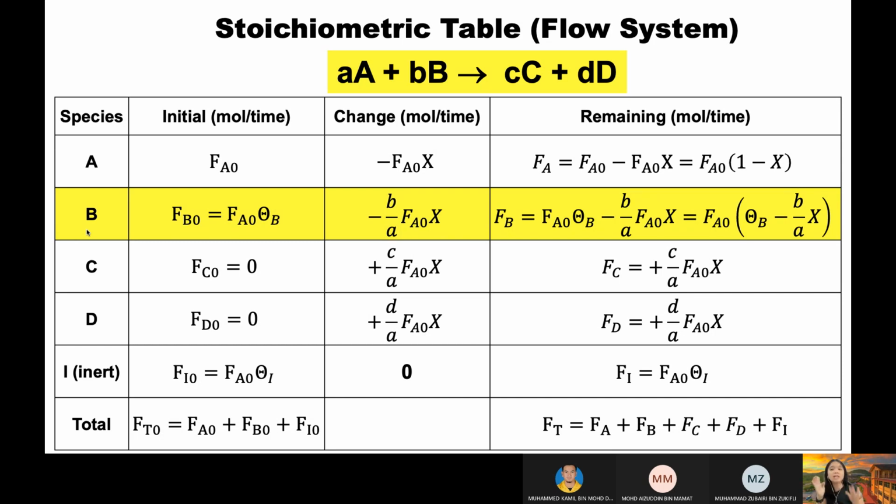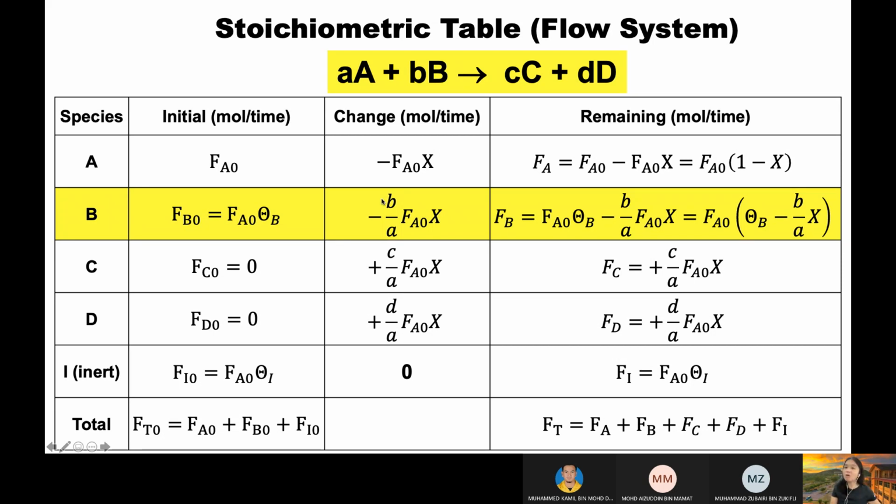So tapi dia bergantunglah, tak semestinya equal molar flow rate. So certain case maybe they will pump in double, so on and so forth. Okay, so that's how you determine initial molar flow rate of B. So remember I told you, just tahu FA naught, kita tahu initial amount nisbah tu, kita dah boleh kira FB naught. Kita tak measure pun molar flow rate B tu. Kita tahu FA naught, tahu theta B, kita dah boleh tahu initial molar flow rate of B. Okay, then I go to change.